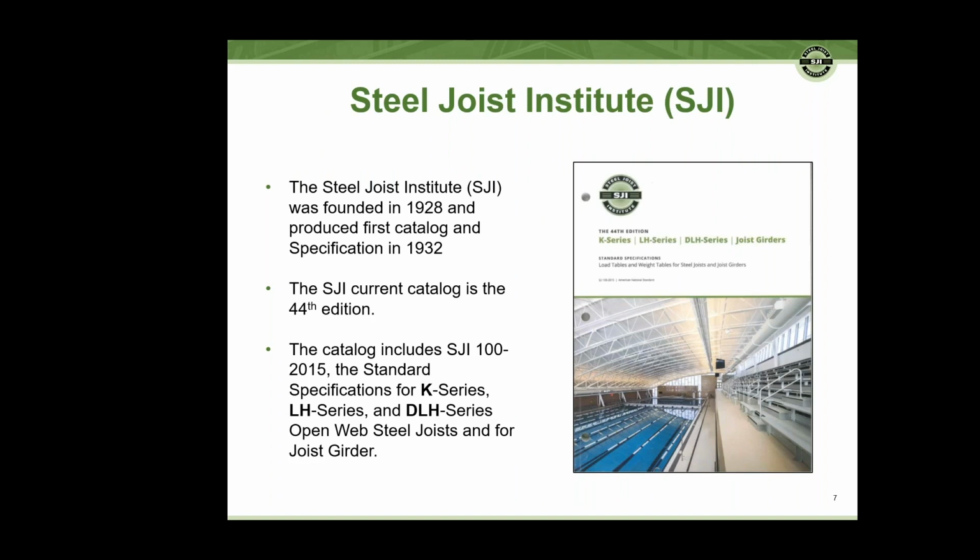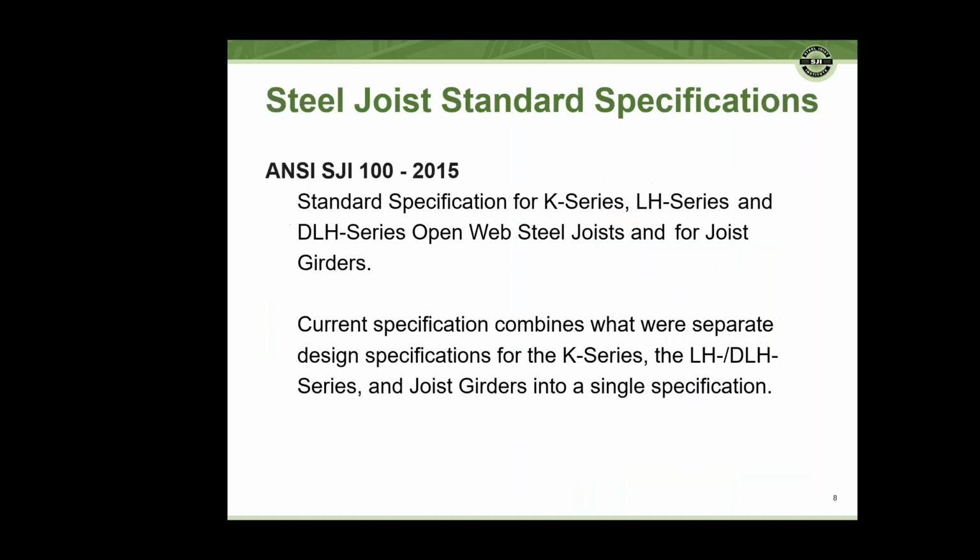So the current edition is the 44th edition, and it includes the document known as SJI 100-2015. That's the official ANSI designation, but that's the specification for K Series, LH Series, DLH Series, and open web steel joists, and for joist girders. Again, that's an official reference document, and the big change in this newest edition from 2015 was that where in the past there have been separate specification sections and wording for K Series, then for LH and DLH, and then for joist girders, it's been merged into a single specification.